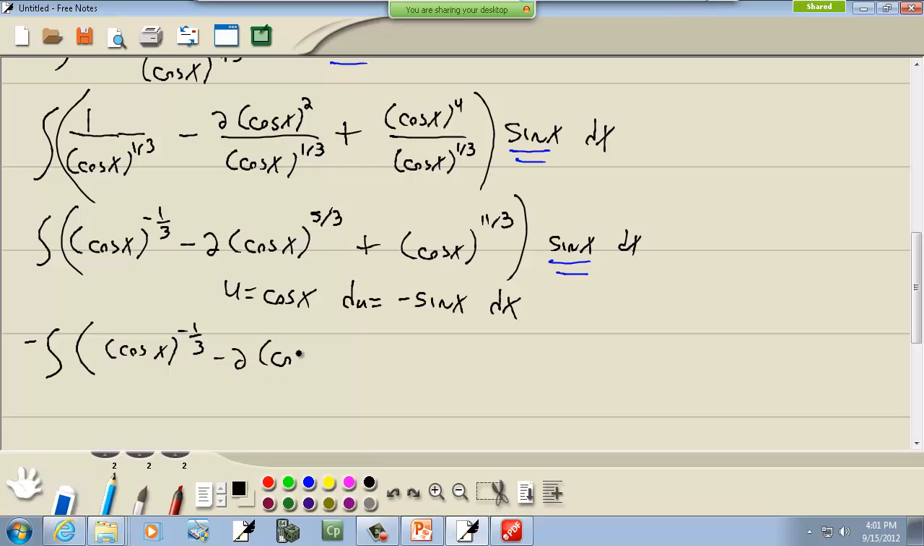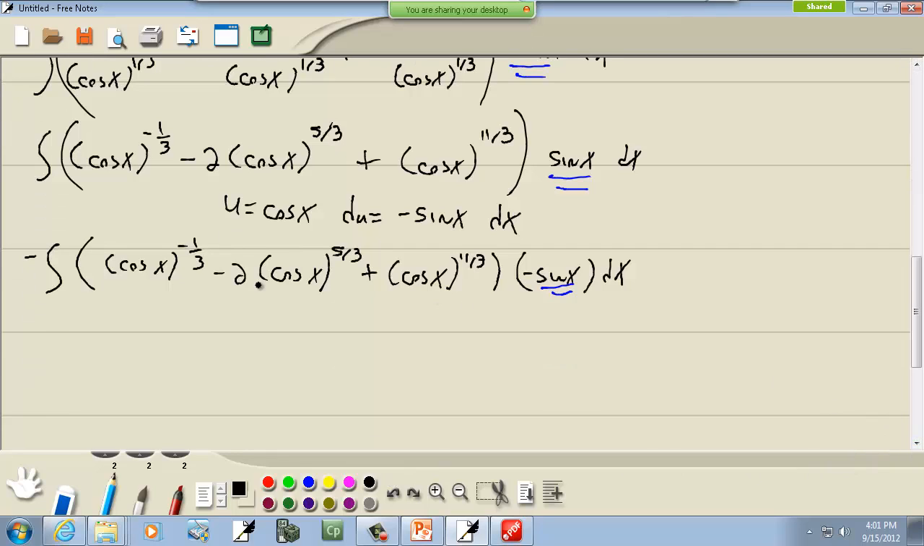That's easy. I'll offset it with a negative out in front. Cosine x to the negative 1/3, and minus 2 cosine x to the 5/3 plus cosine x to the 11/3, then negative sine x dx. Okay, so now we're ready to do our substitution. Negative stays out in front. This becomes u to the negative 1/3 minus 2u to the 5/3 plus u to the 11/3 du. Again, du replaces the negative sine x dx.